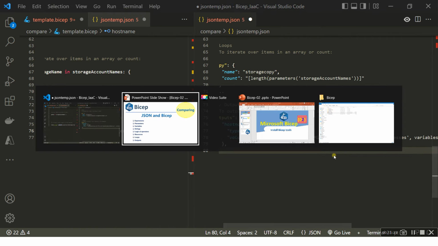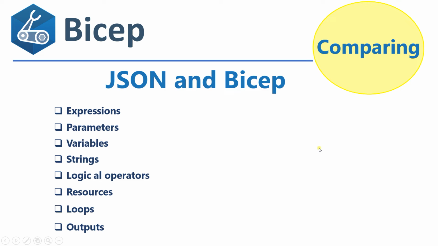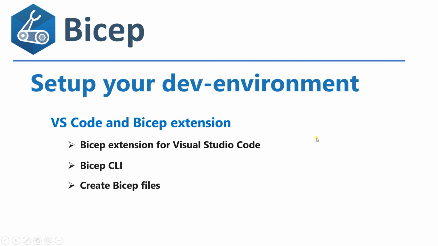So these are the simple comparisons we have seen for the expression, parameters, string, variables, logical operators, resources, loops, and outputs. Okay, so next we are going to see the setup of our dev environment. How we can install Bicep, and how we can use VS Code as a dev environment. Then we need to use the Bicep CLI. Okay, so let's get started with VS Code.